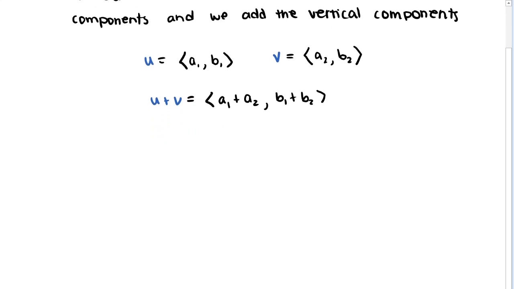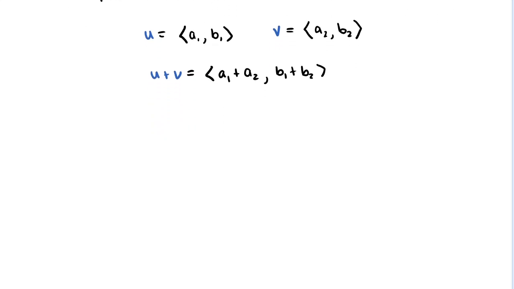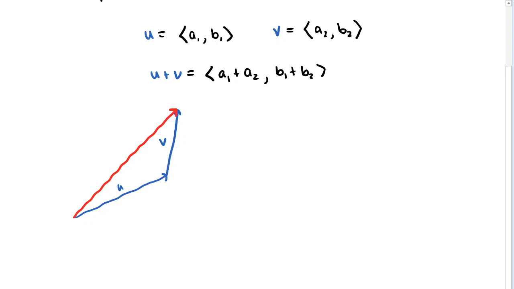And so, this should make sense. Maybe I can draw a picture to really illustrate this. So here's my vector u. Here's my vector v. And here's the vector obtained by adding these two vectors together, right? They start at the beginning of the first vector and end at the end of the second vector. This is u plus v.